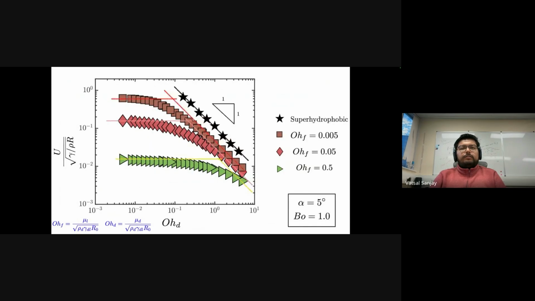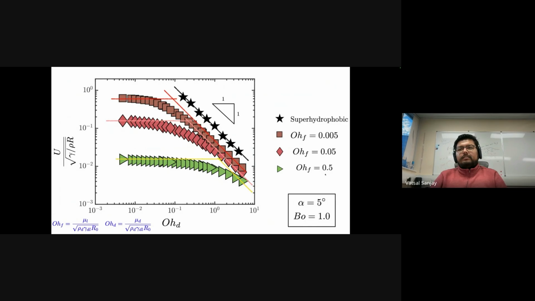And once again, we notice that we get these two regimes. One is the 1 over Ohnesorge D regime for the viscous regime, and a constant, where U goes as the inertial capillary velocity, which are again these plateaus that you see over there. Now, the black data points here and the line that we see there is for a droplet sliding down a superhydrophobic surface, as we have shown in the previous part of this talk.